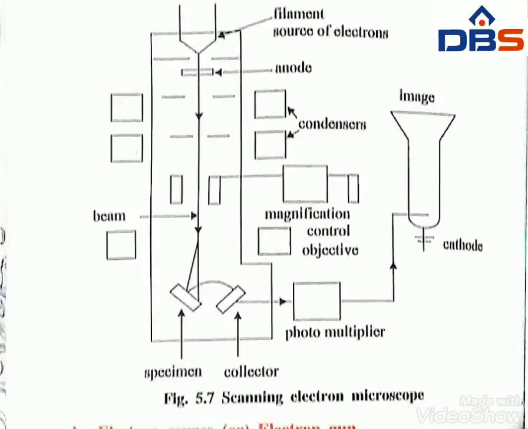Fifth one, photomultiplier tube. The secondary electrons are made to fall on the photomultiplier tube, which increases the strength of electrons several hundred times. Last one is the phosphorescent screen. The amplified electrons are made to fall on a phosphorescent screen, which provides a magnified image of the surface.